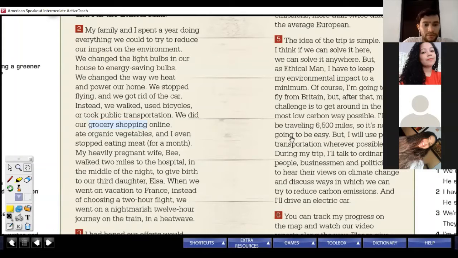My heavily pregnant wife, Bea, walked 2 miles to the hospital in the middle of the night to give birth to our third daughter, Elsa. When we went on vacation to France, instead of choosing a 2-hour flight, we went on a nightmarish 12-hour journey on the train in a heat wave. In a heat wave. Very good, miss.